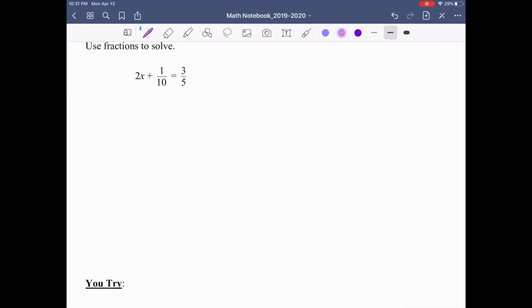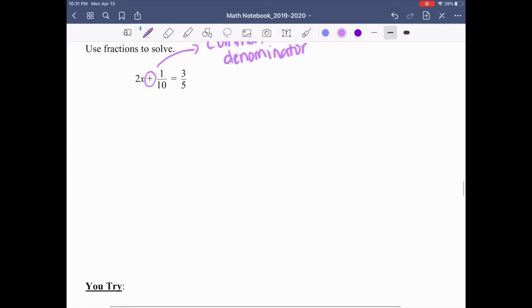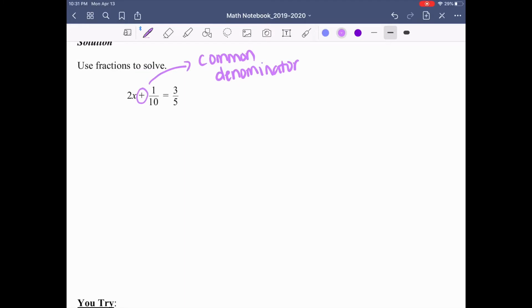Now, the way that we're going to use fractions to solve this is we are going to look and see that we're doing addition. And whenever we're doing addition or subtraction, we know that we need a common denominator. So we want to make everything have a common denominator. Right now, we have a denominator of 5, 10, and 2x doesn't have a denominator, but we can make it into a fraction by putting it over 1.